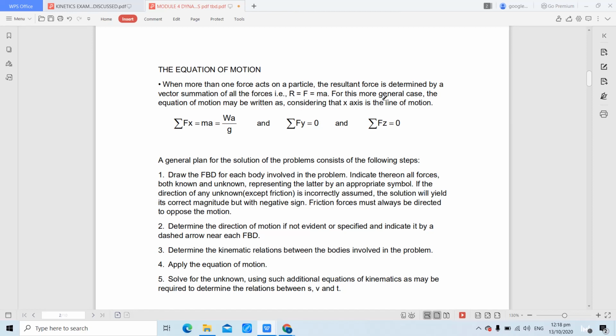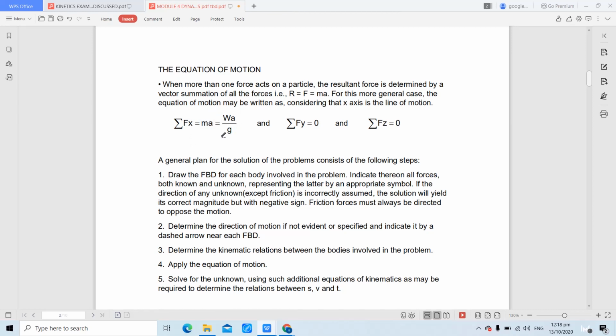And for this more general case, the equation of motion may be written as considering that the motion is with respect to our x-axis. So, eto mismong mga formulas dito na nakalagay, we consider na yung ating motion ay nasa iisang dimension. Na kay x lang, na kay y, or na kay z. For these equations, na kay x-axis yung motion, at iisa lang. Kapag naka-X yung motion natin, nandun yung ating reverse effective force.